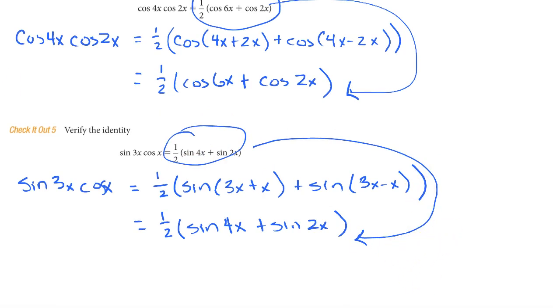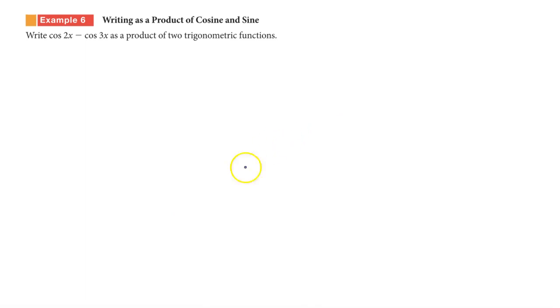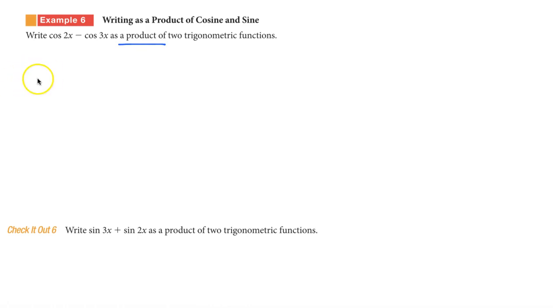Okay? All right, so these are obviously simpler than the last few. When we start plugging in things and having to simplify fractions and fractions, it's kind of complicated. But let's move on to example 6. This one is going to be the opposite. It's going to be going from subtraction to a product. They want it to be a product here. So this is where we're going: the product of two trigonometric functions. It doesn't tell us if it wants cosine or sine, so we're just going to see what happens.